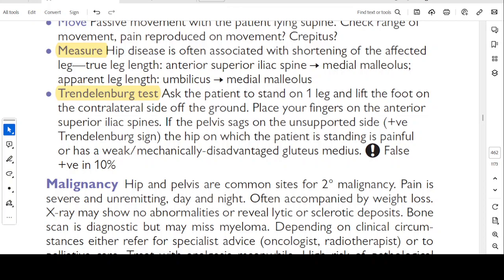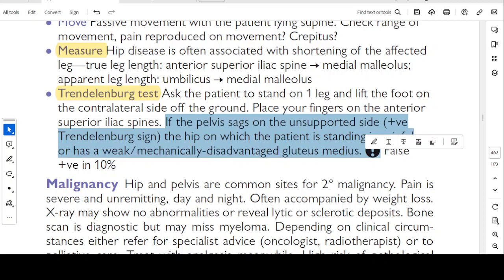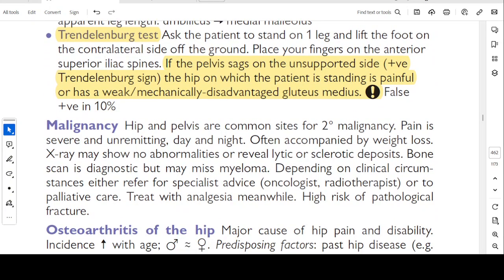So, if the pelvis sags on the unsupported side, the hip on which the patient is standing is painful or has a weak, mechanically disadvantaged gluteus medius. It is false positive in 10%.